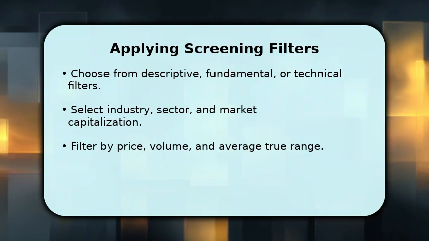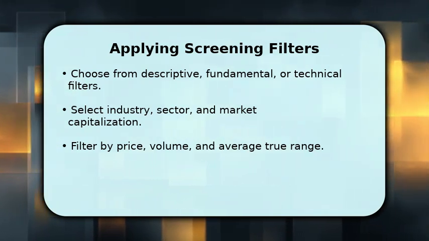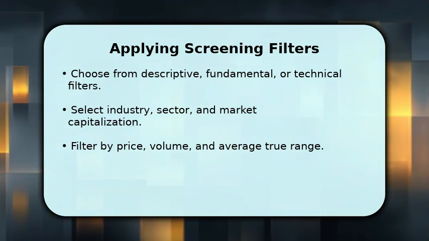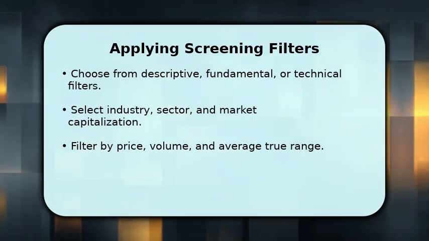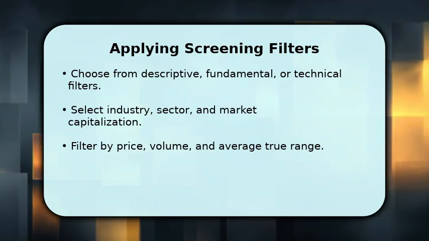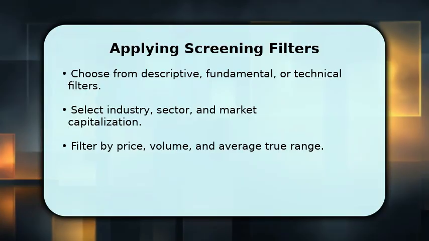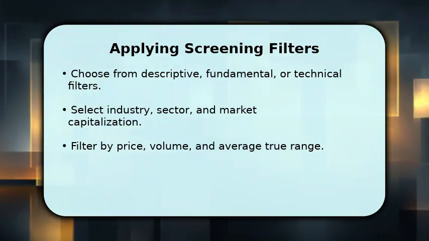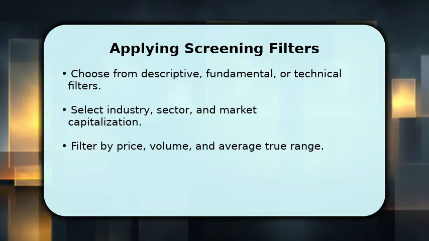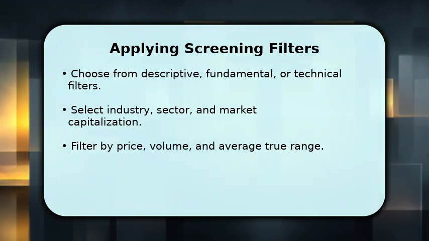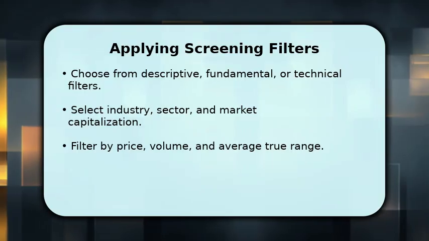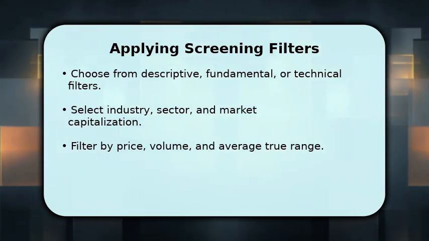Once on the screener page, you'll see a wide array of filters. Start by selecting your desired criteria from the drop-down menus. For example, you might choose a specific sector, an industry, or a market capitalization like large cap. You can also set parameters for price, such as under $20, or volume, like over 500,000. Experiment with different combinations to narrow your search.